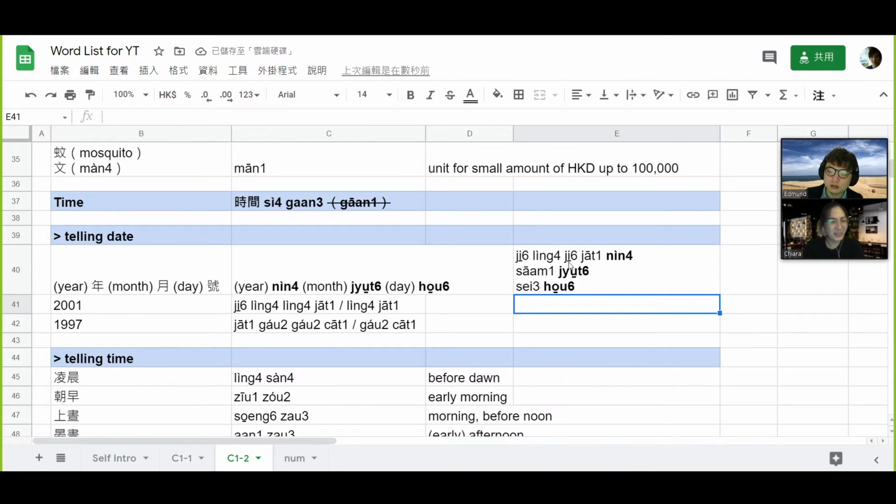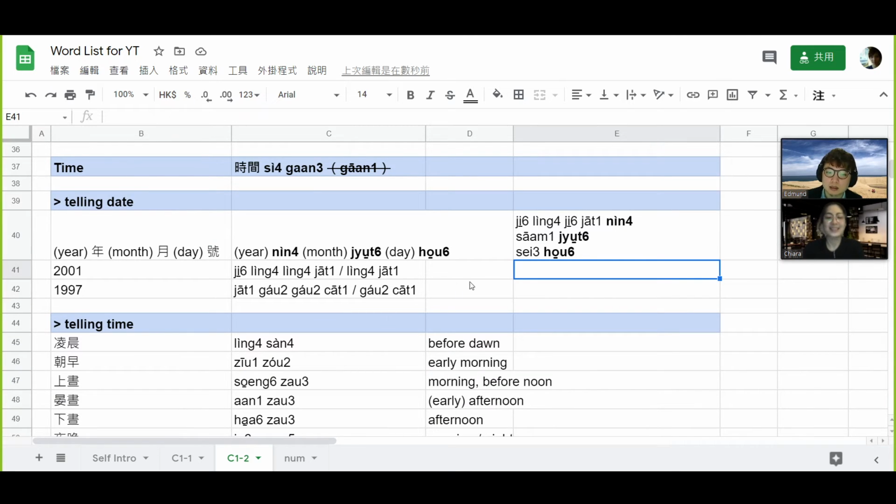Okay, so for the year we can say the whole number. For example, this one is pronounced as 2001. You can also say 01年, just say the last two digits, because usually people will understand you. No one will be asking, are you talking about the 90s? Okay, for this one, 1997. Remember the rising tone. 1997. So people can say 97 also.